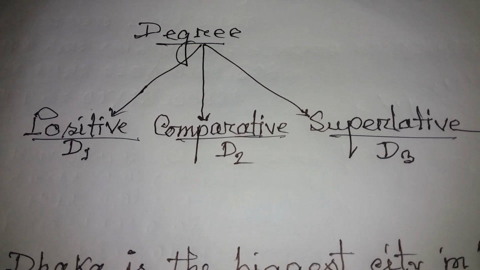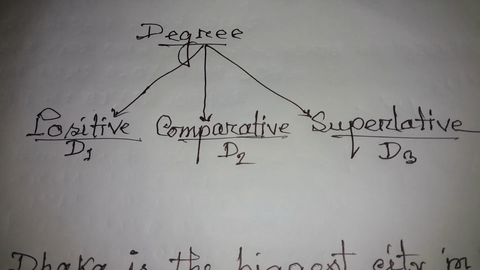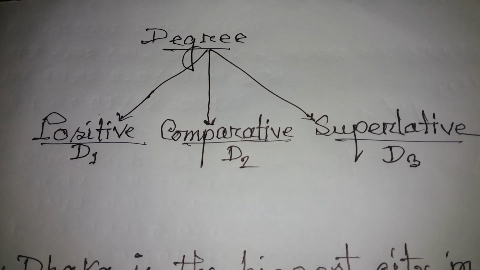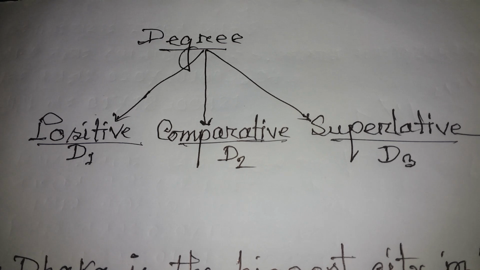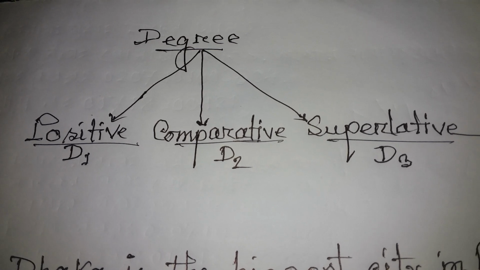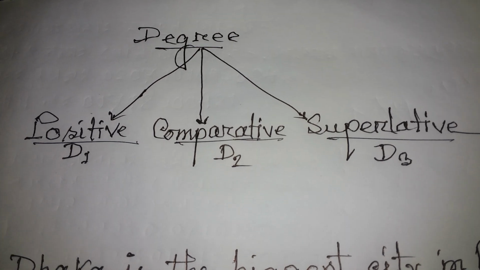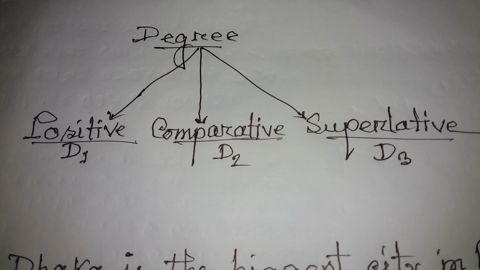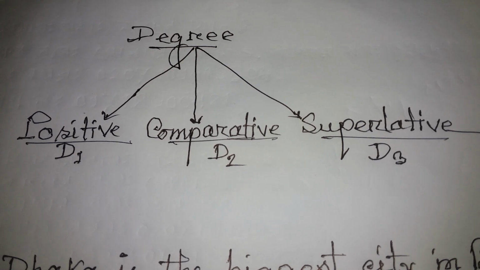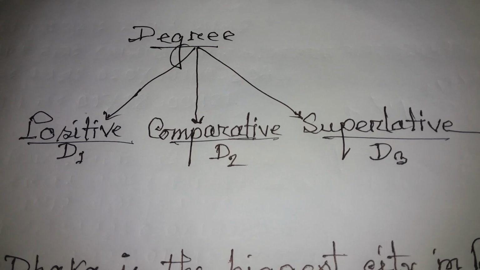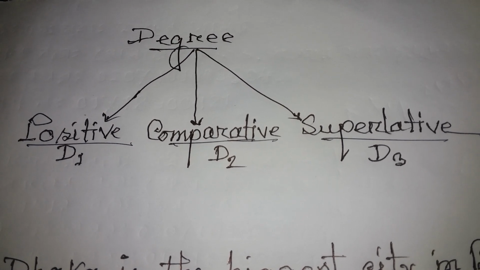The topic of this class is degree. In this topic, you must know about the degree and how to use and transform the sentence in your scripts. You know that degree is used on the basis of adjective and adverb, and there are three kinds of degree.